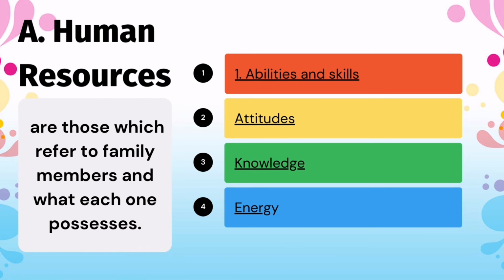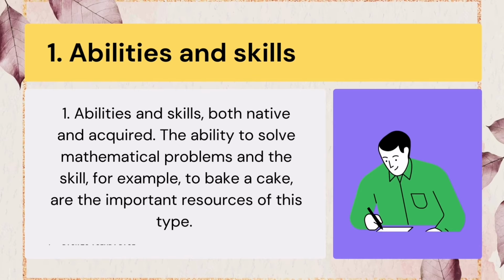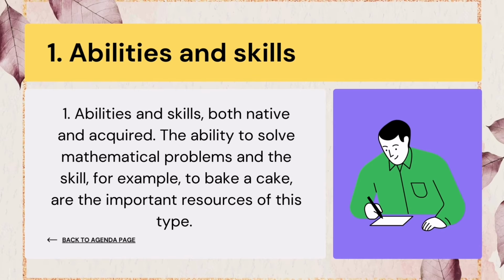Human resources refer to family members and what each one possesses. 1. Abilities and skills. 2. Attitudes. 3. Knowledge. 4. Energy. 1. Abilities and skills, both native and acquired.